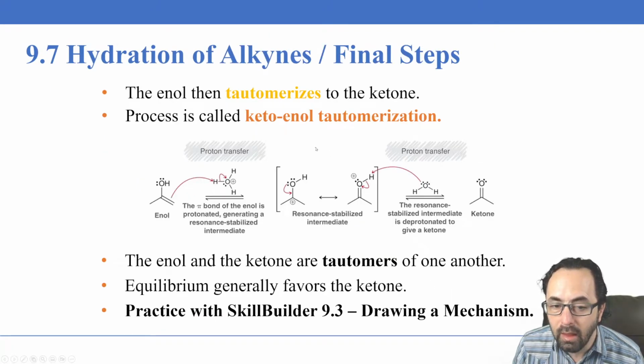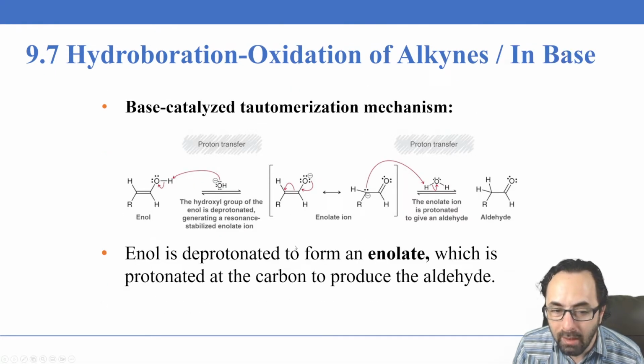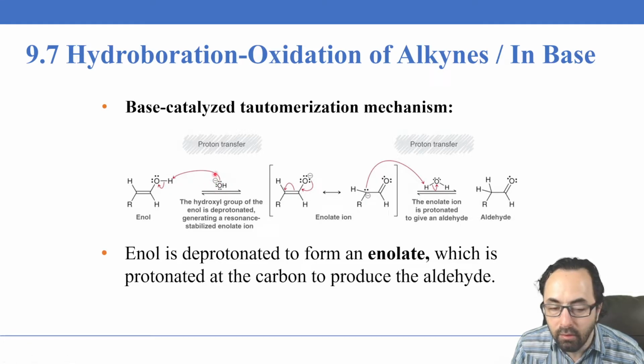So we saw here the acid catalyzed tautomerization mechanism. Now let's look at the base catalyzed tautomerization mechanism. So here we're starting with the enol that was produced after we did the hydroboration oxidation. The OH is attached at the less substituted carbon. The first step here is a deprotonation of this alcohol. So the hydroxide here is from the NaOH. This can grab a proton and leave these lone pairs on the oxygen.